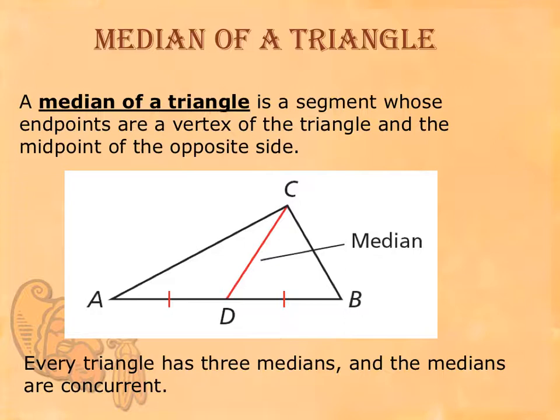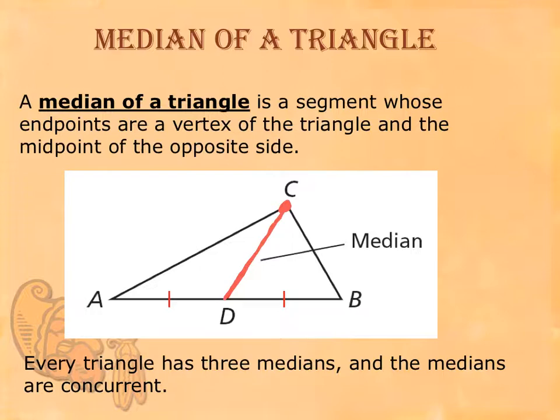So a median is a segment whose endpoints are a vertex. So it goes from a vertex, like up here at C is a vertex, and then connects to the midpoint of the opposite side. So how is this different than a perpendicular bisector? It doesn't have a right angle. It doesn't have to be perpendicular. So a median goes from a vertex to the midpoint on the other side. It does not need to be perpendicular.